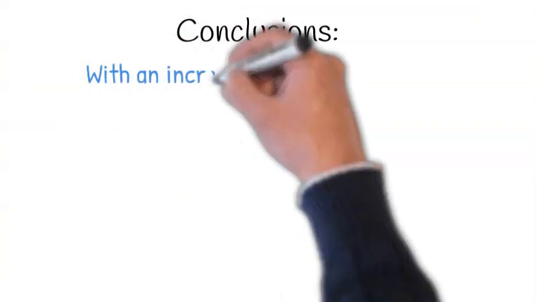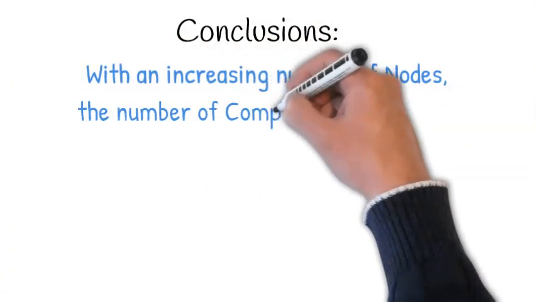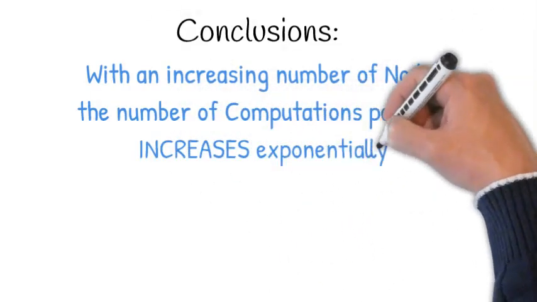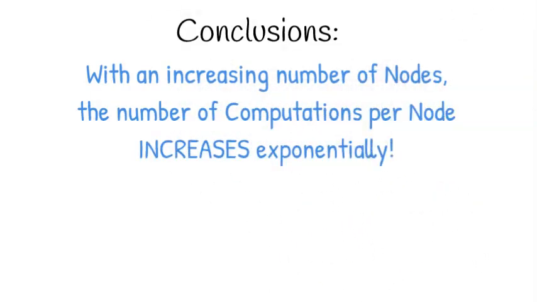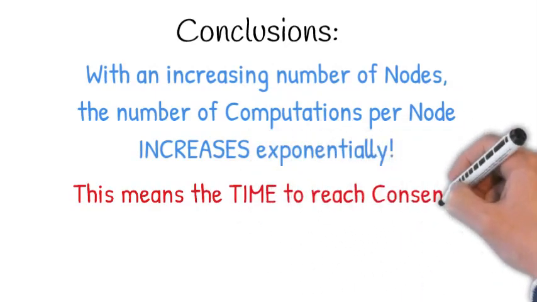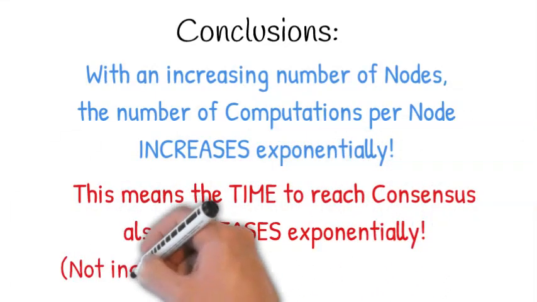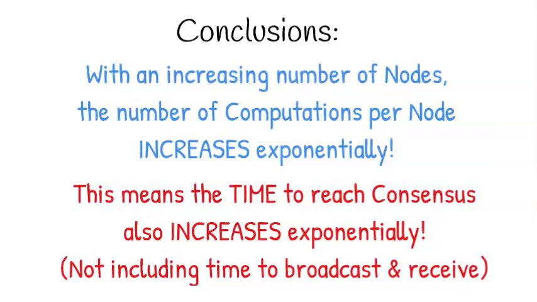So, we conclude from this that with an increasing number of nodes, the number of computations per node increases exponentially. And also, the time for the network to reach consensus also increases exponentially, without including the time to broadcast and receive the transactions and votes.